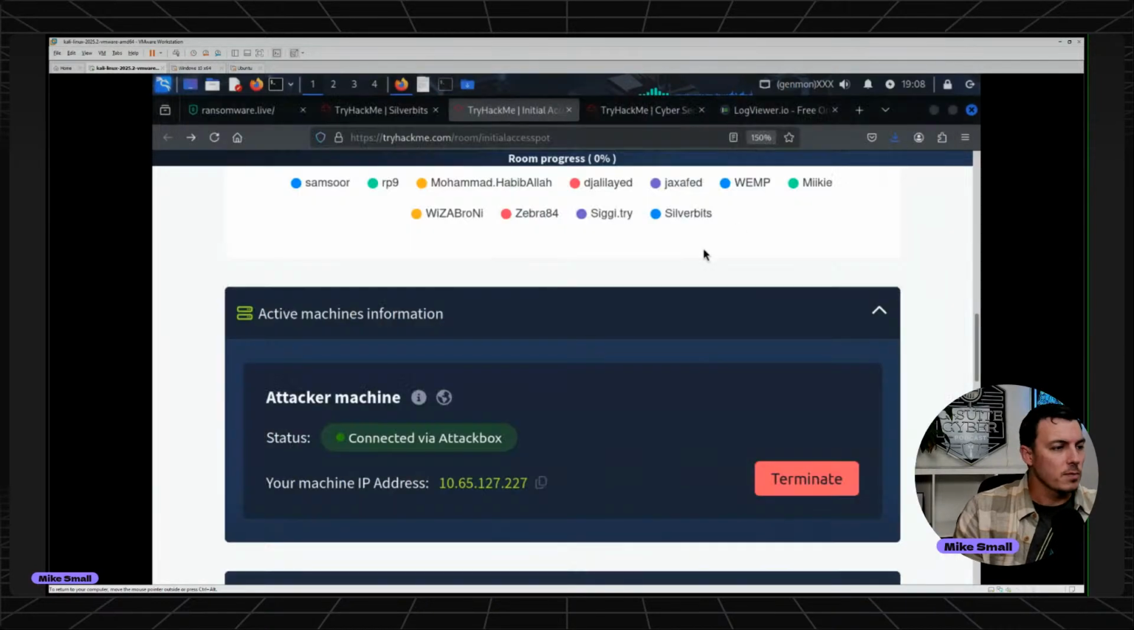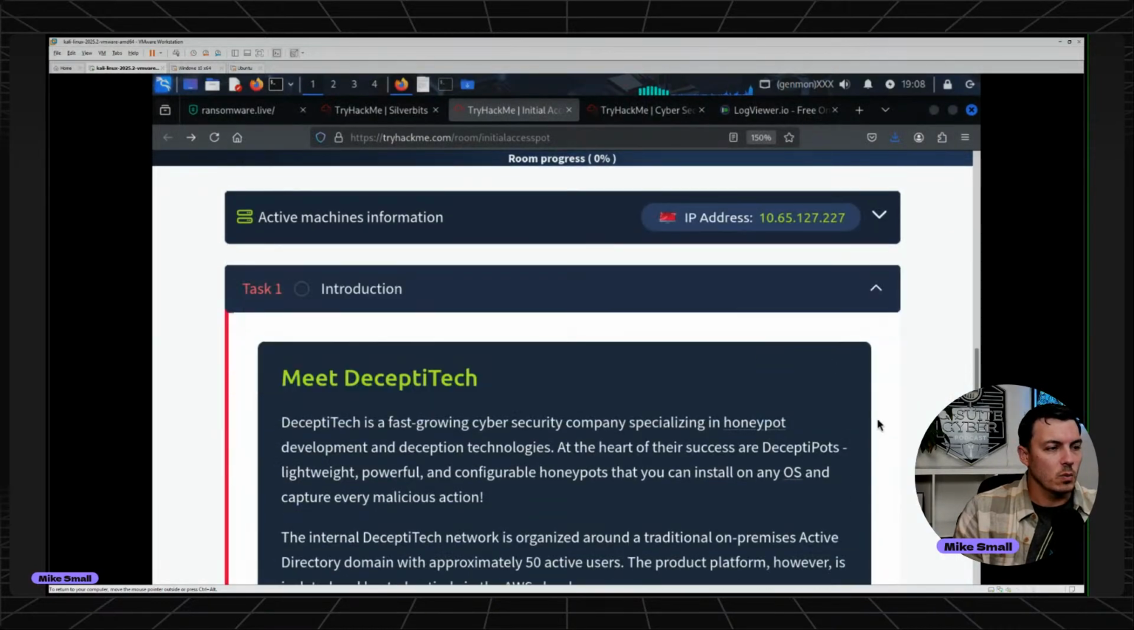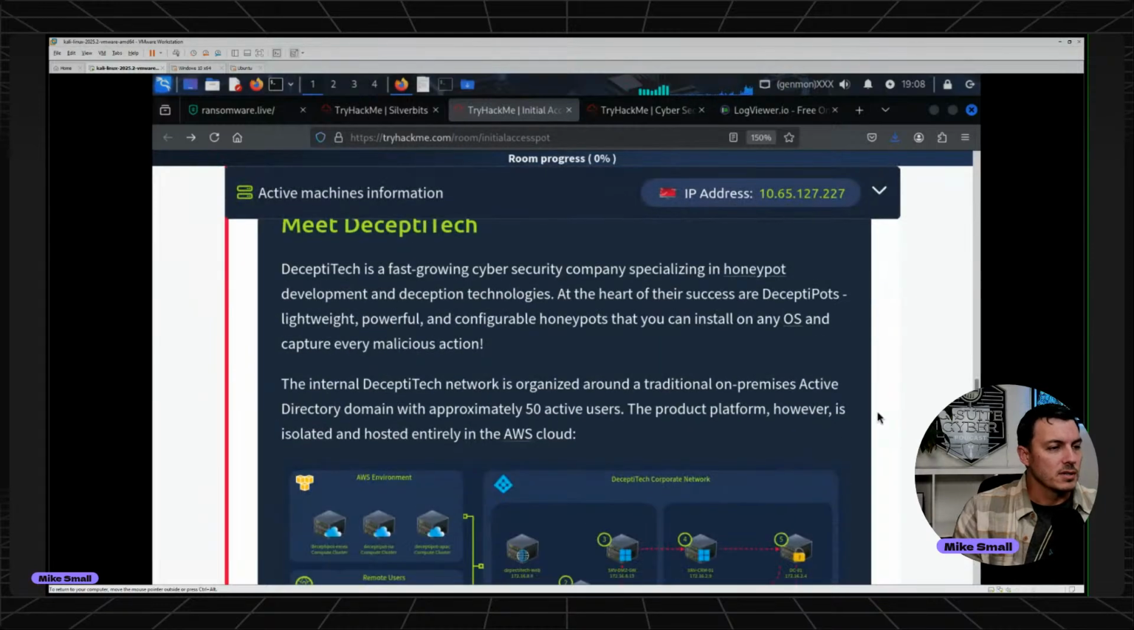So let's go back over here and see what we have to do. So essentially, and I'm not going to read this verbatim, we have a breach. A company has been breached. Decepta Tech has been breached. They specialize in honeypot development and deception technologies. At the heart of their success are called Decepta pots.